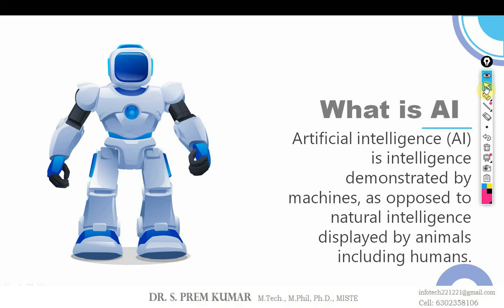But artificial intelligence is the intelligence which is given to devices programmatically, and the device will modify its behavior intelligently. The non-living device will modify its behavior situationally and act accordingly. This is called artificial intelligence. Artificial intelligence is intelligence demonstrated by machines, as opposed to the natural intelligence displayed by animals, including human beings.